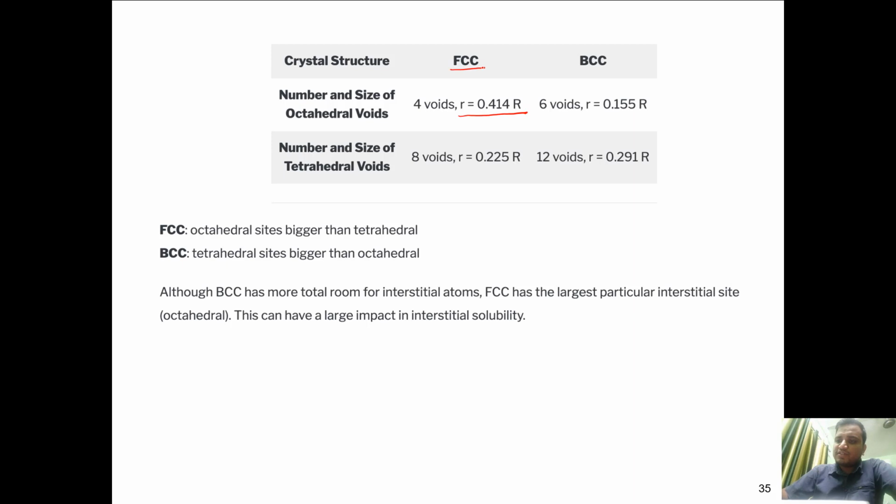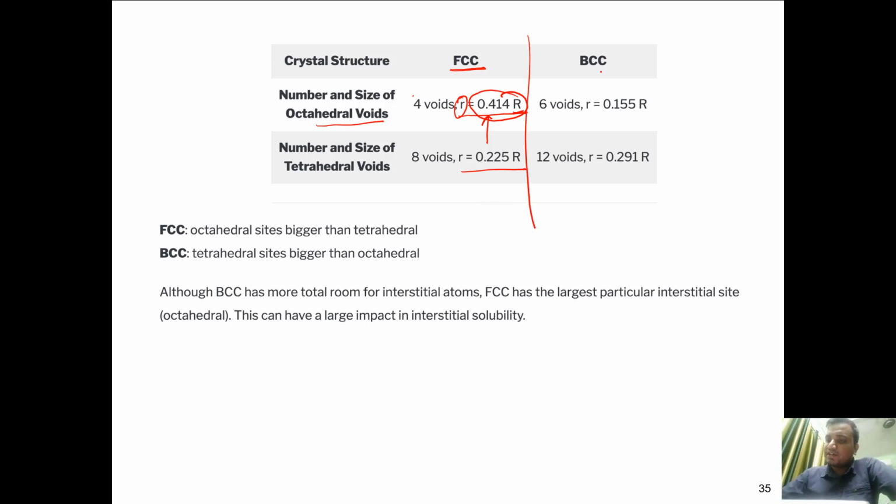So in the case of FCC, for this octahedral void, small r by capital R, where small r is the size of the void divided by capital R, the radius of the iron atom. So the size is 0.414 times R, as compared to the tetrahedral void, which is 0.225. So 0.414 is larger, and that's why in FCC it sits in the octahedral void.